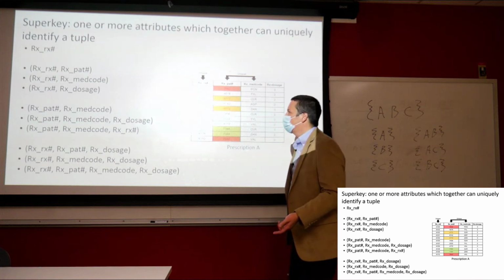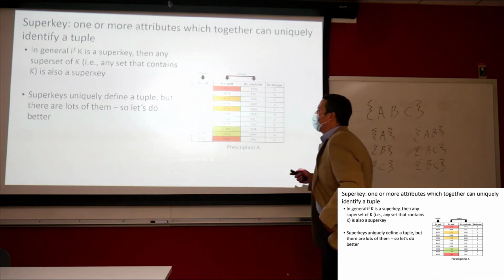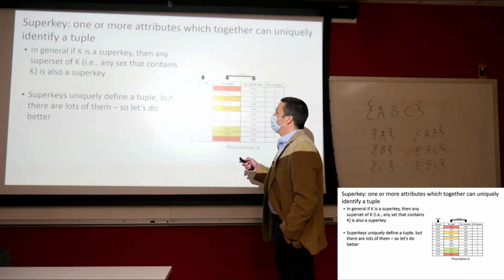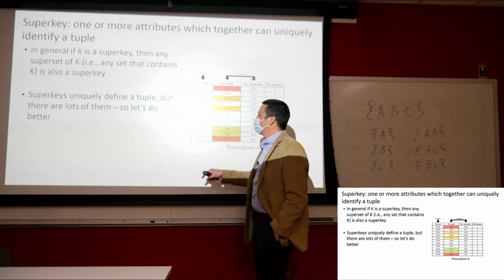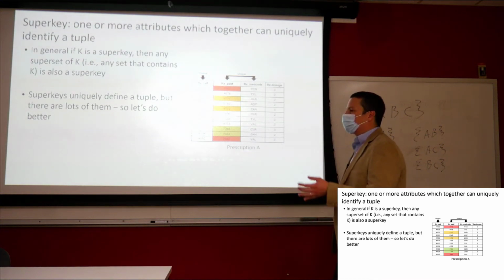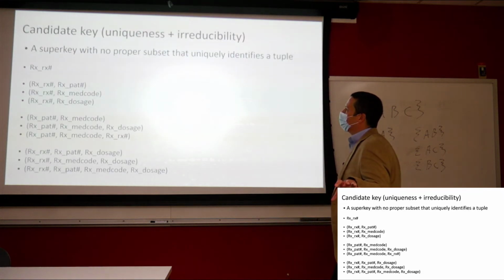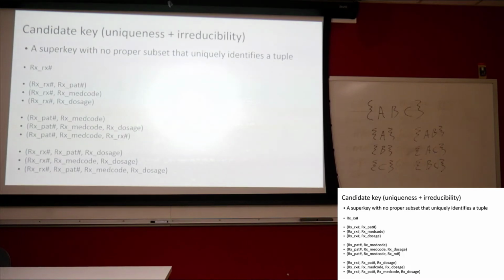So we have a lot of superkeys here, which is great for identifying individual tuples, but we can simplify things a little bit. The general statement here is: if some set of attributes K is a superkey, then any superset of K, that's any set that contains K, is also going to be a superkey. So superkeys are good at uniquely identifying tuples, but there are too many of them, more than we need. So we're going to simplify things by reducing our superkeys until they are irreducible, and that's going to be our candidate key. So what about prescription number? Is there a proper subset of prescription number that can uniquely identify all the tuples in our relation?